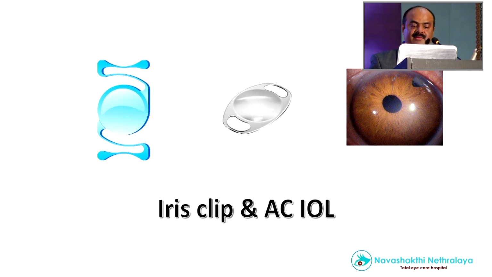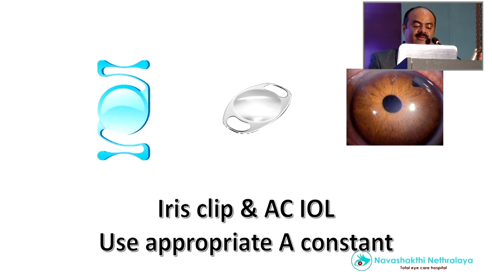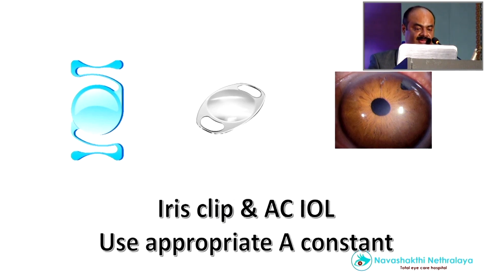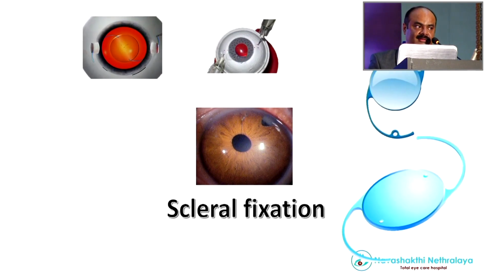Now what do we do with AC IOLs and iris clip? Believe me, even now we see a few AC IOLs, well done AC IOLs, holding on even after 20 to 30 years. So it's not the lens that was the culprit, it was the method that was done that was the culprit. So what do we do for this? Always there is an appropriate A constant given by the manufacturers. Most of us have not done large numbers with this, but if you have large numbers, you can have your own customized A constant too, but better to use what the manufacturer provides till then.